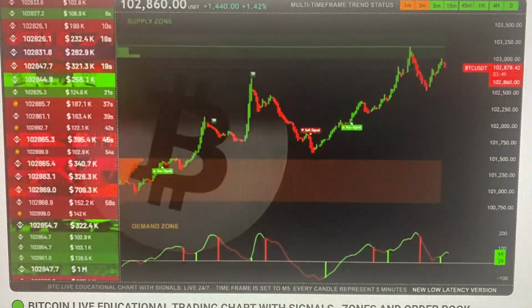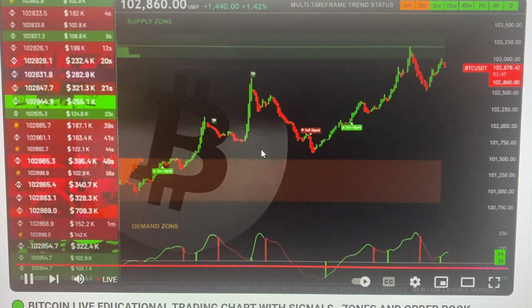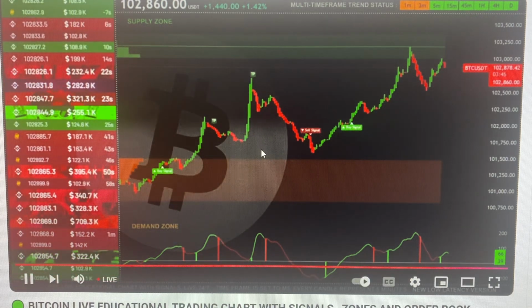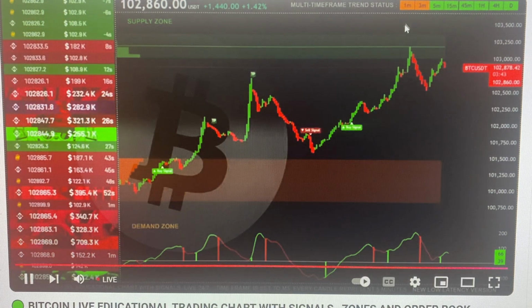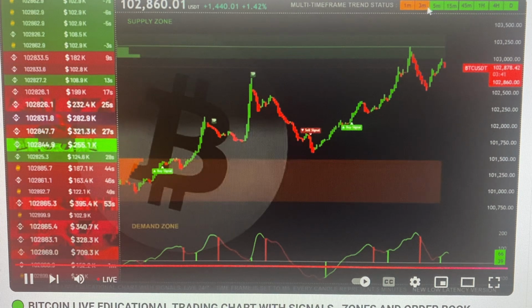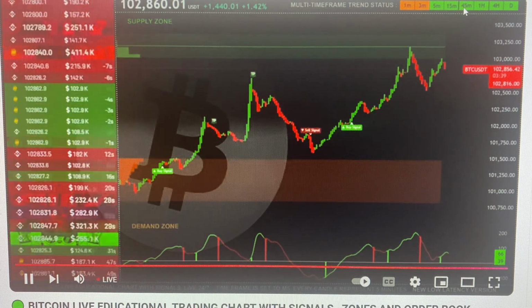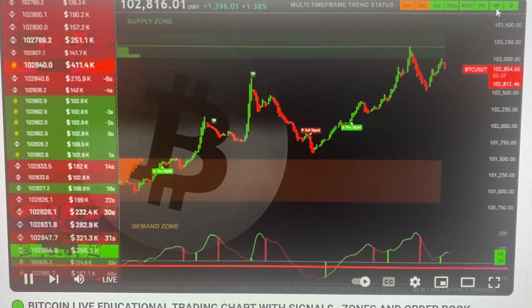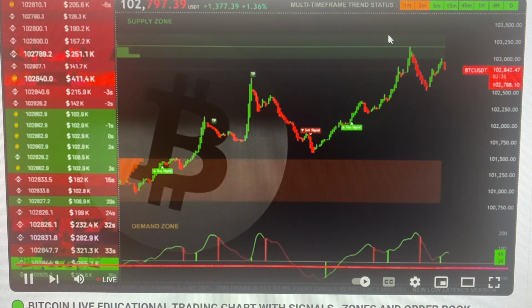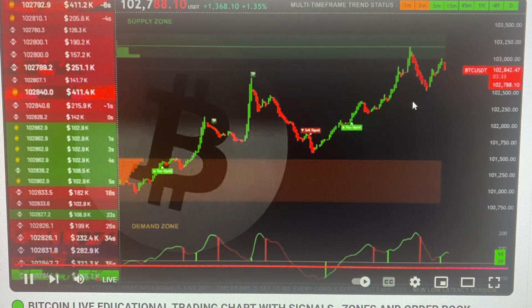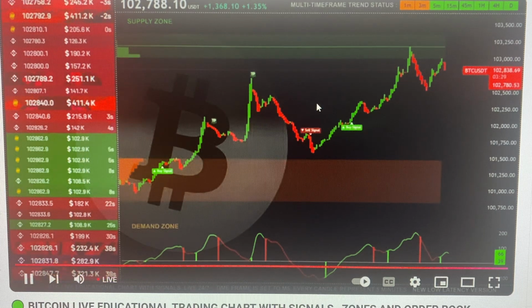All right, so here's a chart, right? So this is running on a 5-minute chart. So you see here's a time frame, the 1 minute, 3 minute, 5 minute, 15, 45 minute, hourly, 4 hours, and daily. So they're all pointing up, and this chart here represents a 5-minute chart.